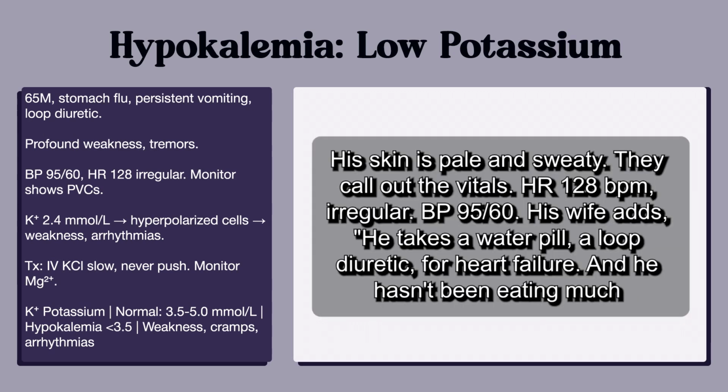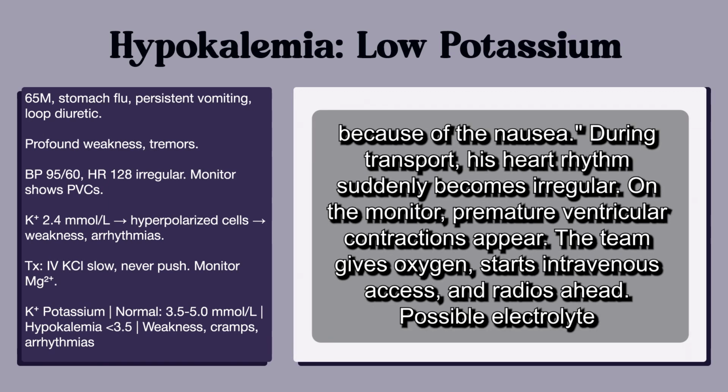They call out the vitals. Heart rate is 128 beats per minute, irregular. Blood pressure is 95/60. His wife adds, he takes a water pill, a loop diuretic, for heart failure. And he hasn't been eating much because of the nausea.